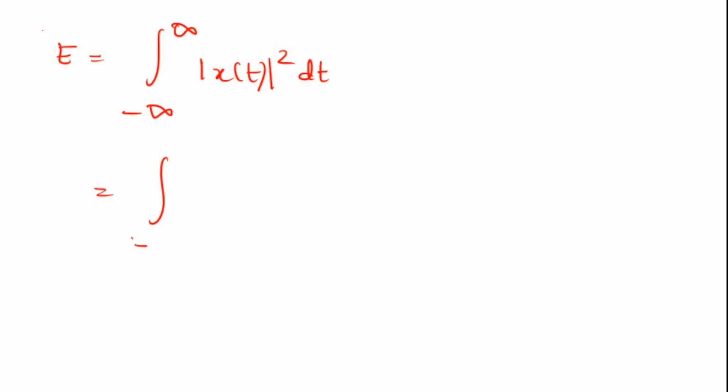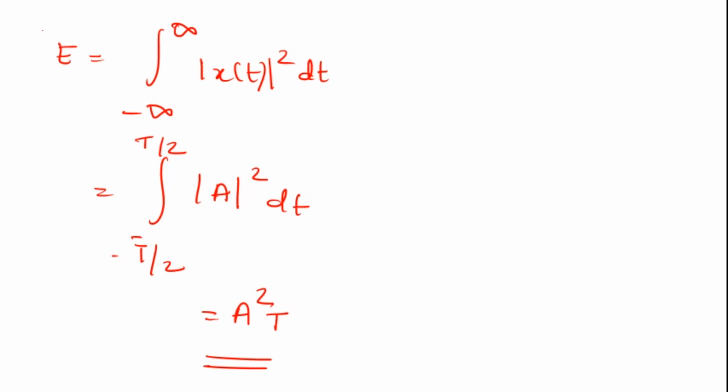Then energy E is equal to integration of minus infinity to infinity mod of x of t whole square into dt, which is equal to, it varies from minus T by 2 to plus T by 2 mod of A whole square into dt, which is equal to A square into T.